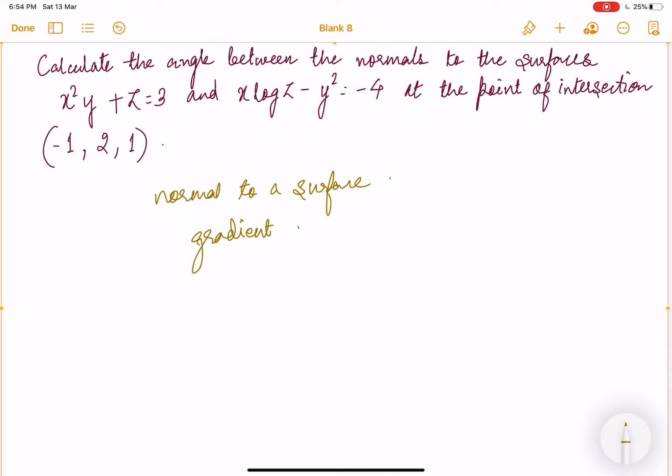See, the first surface, let me call it F1. I can represent it as x squared y plus z minus 3. F1 is a function of x, y and z. And what will be the second function? The second surface I can represent as x log z minus y squared equals minus 4, so I can write minus 4 plus y squared minus x log z. You can go either way, you can also write x log z minus y squared plus 4.